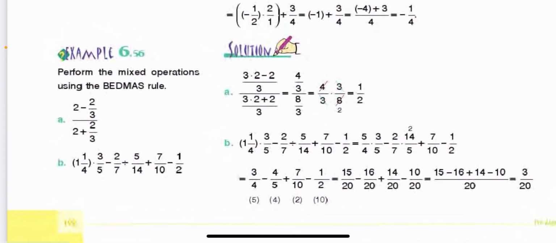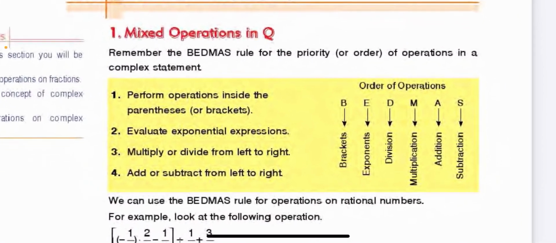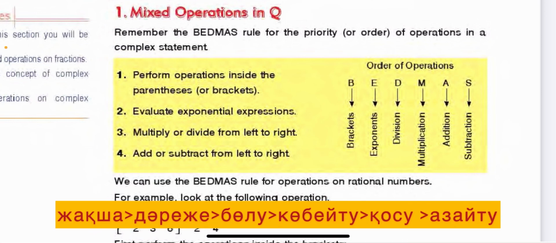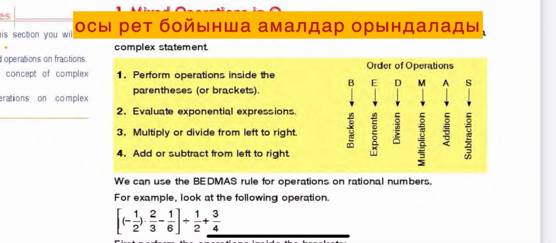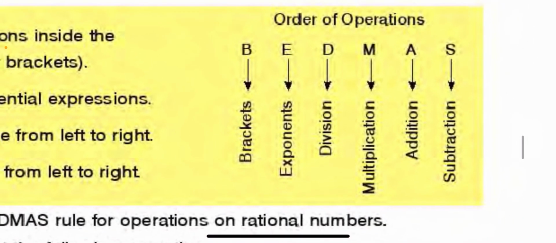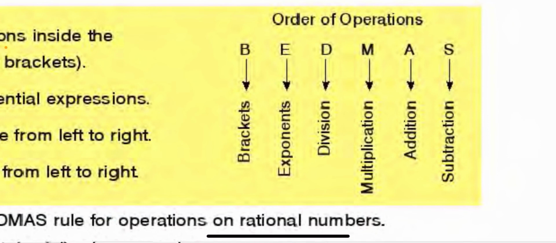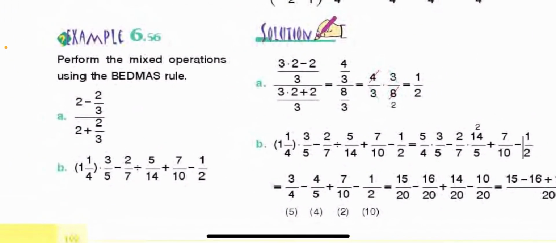Perform the mixed operations using the BEDMAS rule. How do we do it when we have mixed operations or complex operations? The order of operations is called this rule. They created a certain rule called BEDMAS. Look at these words. First, we look at the brackets, if we have any, then exponents, division, multiplication, addition, and then subtraction.